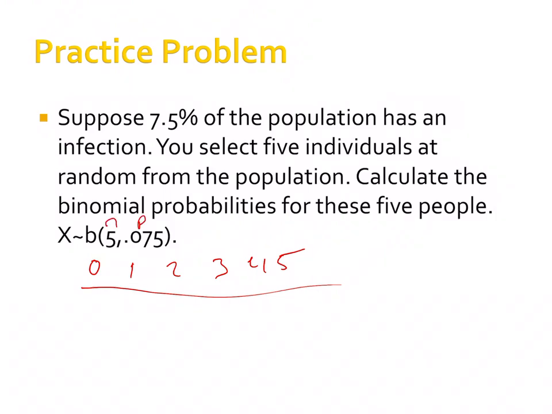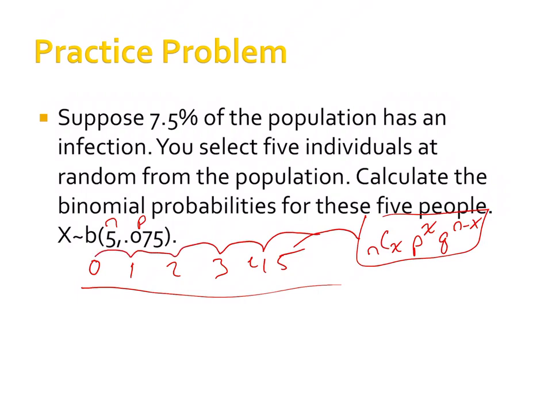Here's your n, here's your p, and you know that your formula for figuring this out is going to be n choose x times p to the x power, and then q to the n minus x power. And you're going to use this formula for each one of these potential successes, or people who are potentially infected.